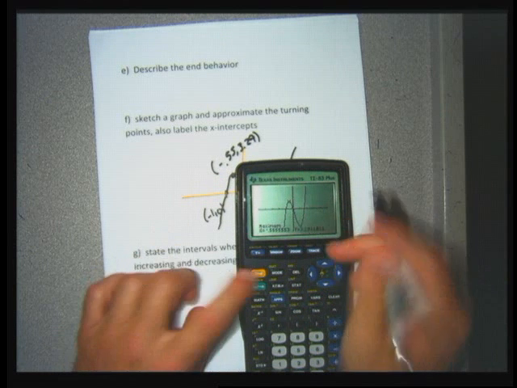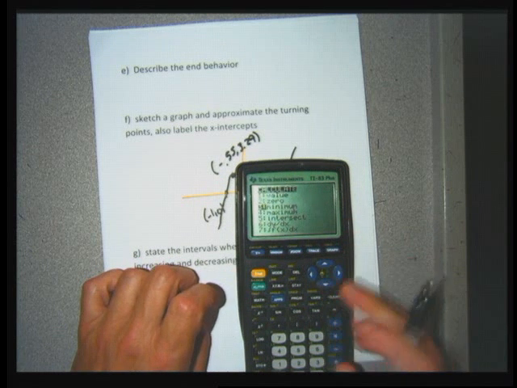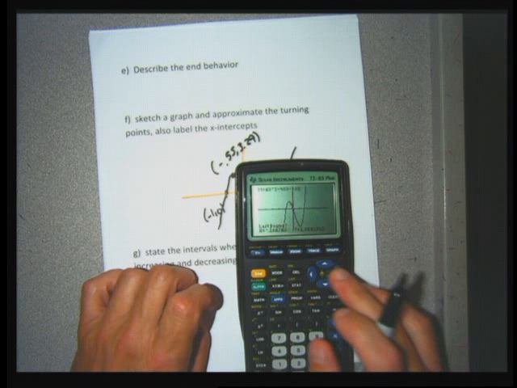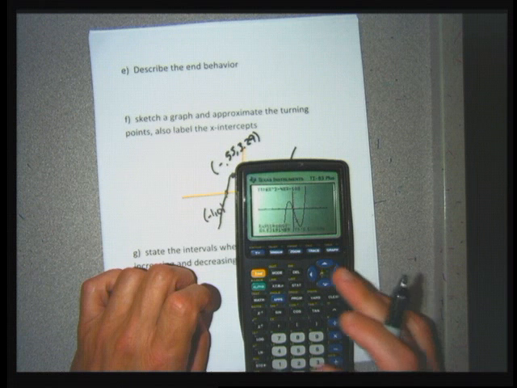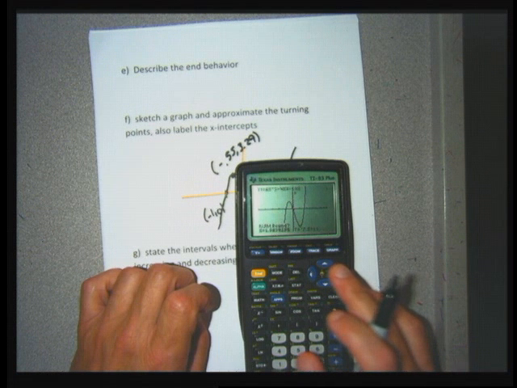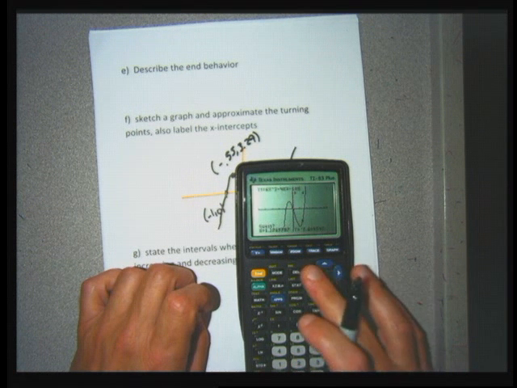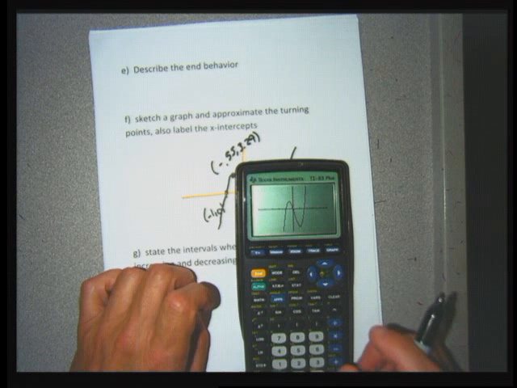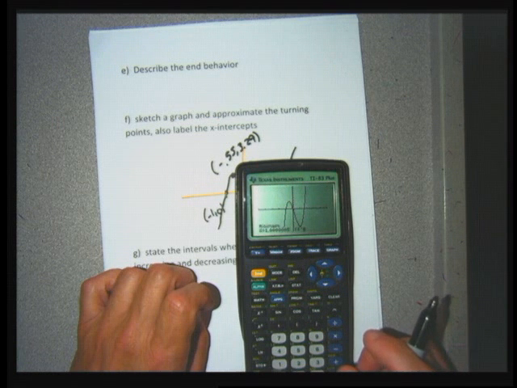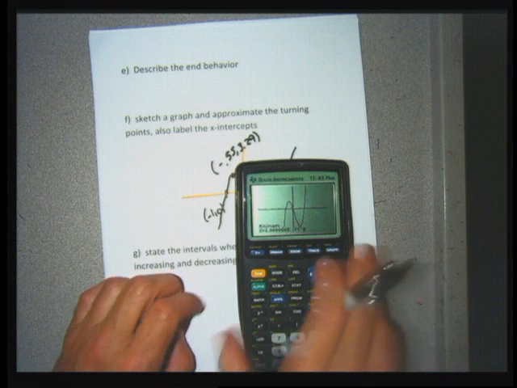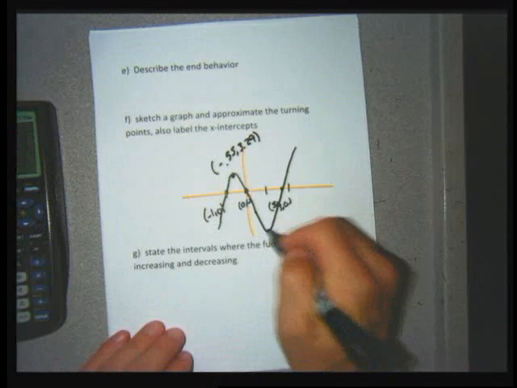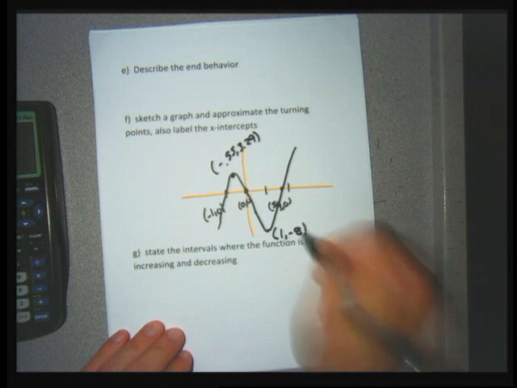That's the minimum value. So I go second calc, go down to minimum, trace with my right arrow to get close to that minimum point, but to the left of it, and hit enter. Trace around, enter, and then as close as I can to the minimum and hit enter. And I'm going to round that to 1 and -8. So I'm going to say for this last point right here, that's the point (1, -8).